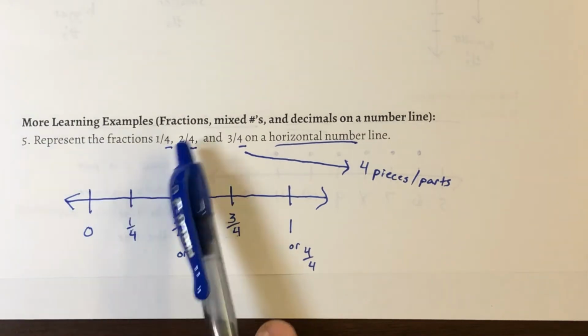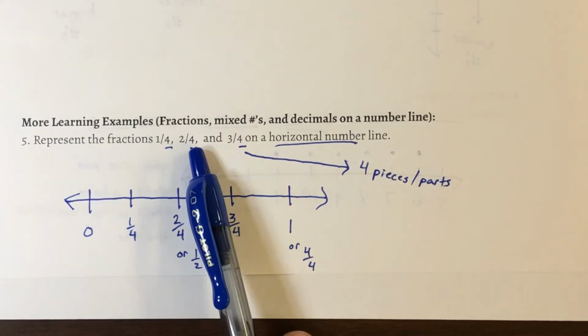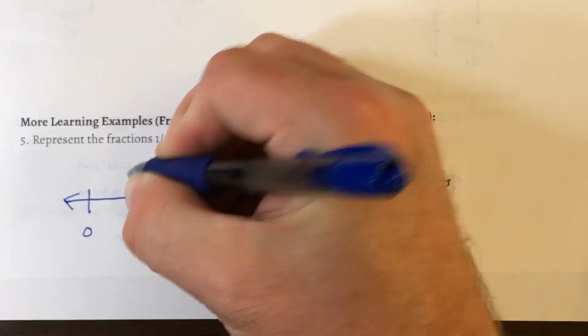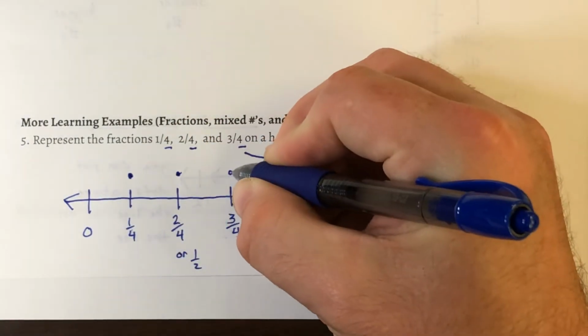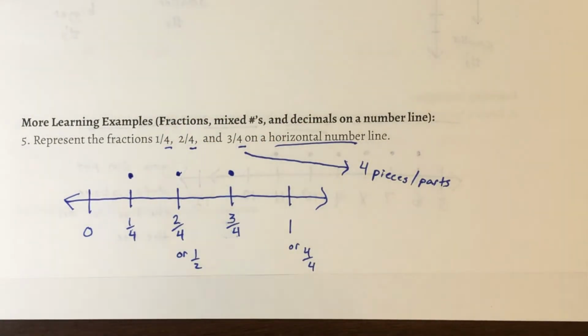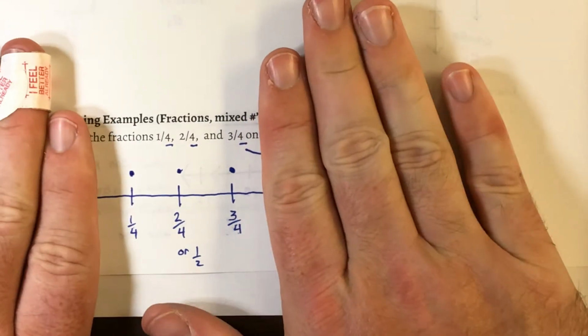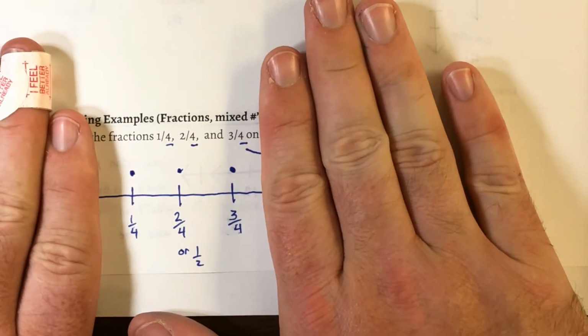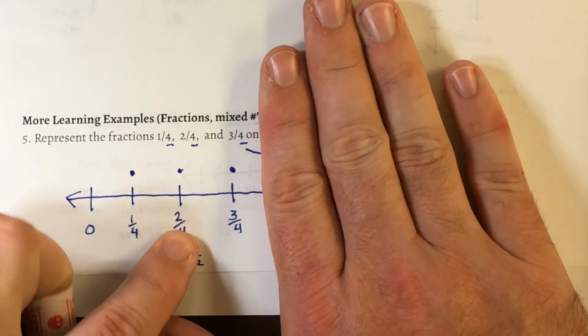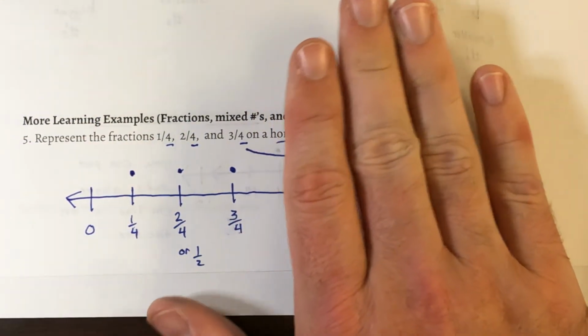Okay, we are representing just these 3 fractions, 1/4, 2/4, and 3/4. So really, those are the only numbers I need, and those are the numbers that are going to get dots. So I'm showing with this number line, that's 1/4, 2/4, and 3/4. That's where they are compared to each other. So 3/4 is larger than 2/4, which is larger than 1/4, and so on.